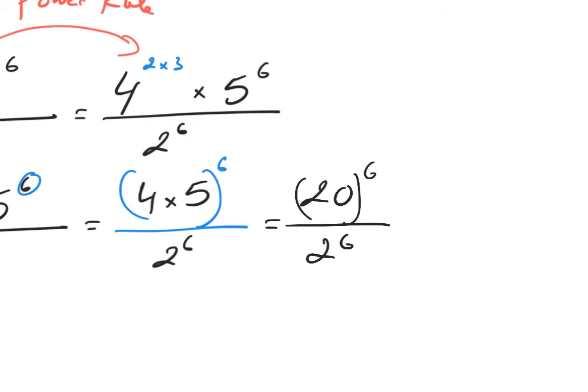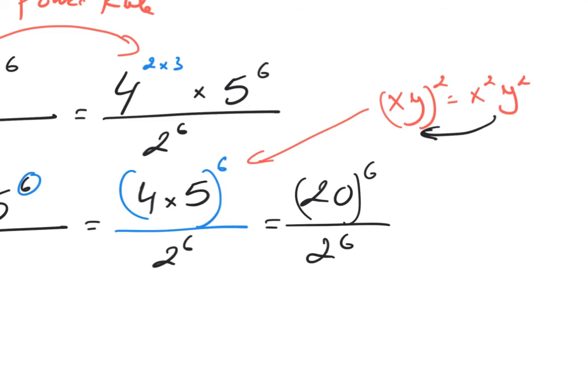Let me clarify this one here. For this step, we used the power of a product rule. It says that when raising a product to a power, we raise each factor to that power. For example, xy squared is the same thing as x squared times y squared. That's exactly what we did in this example, from here to here.